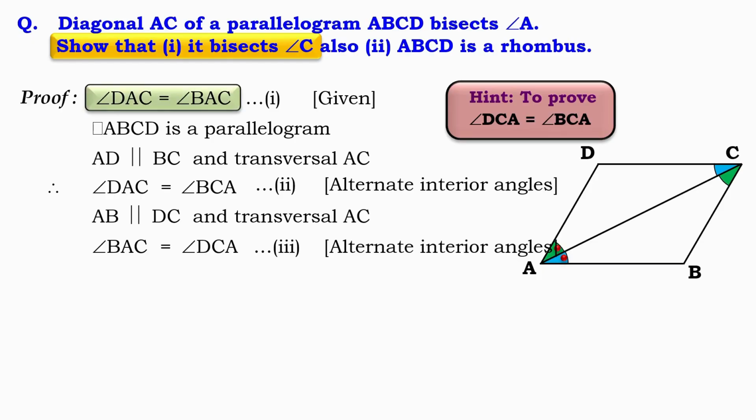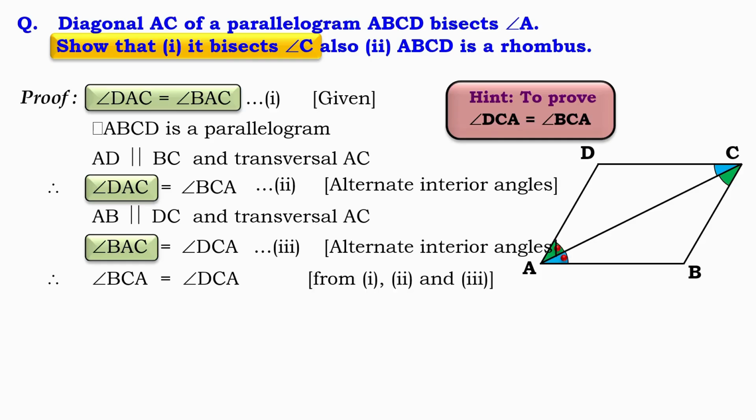Now what is given over here? That angle DAC is equal to angle BAC. So if you take a look at equation 2 and equation 3, angle DAC in equation 2 and angle BAC in equation 3, those two are equal. So we can say that angle BCA from equation 2 will be equal to angle DCA from equation 3, because their common connection is angle DAC and angle BAC. Correct. So here, what are angle BCA and angle DCA?